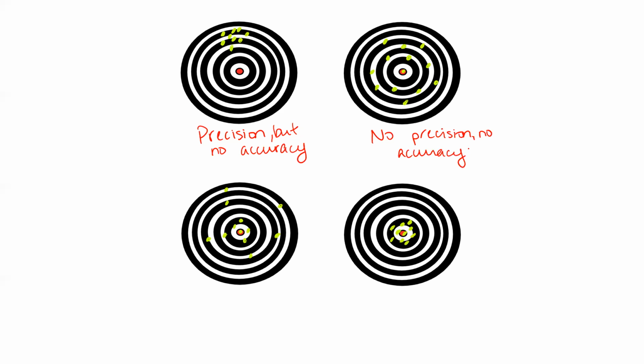In the third image down at the bottom left, we have some clustering around the middle where the center of the target is, but we have outlier values as well. This means that there might be some accuracy, but there is very little precision. And in the end, because you have so many outliers, your accuracy is also going to be pretty low.